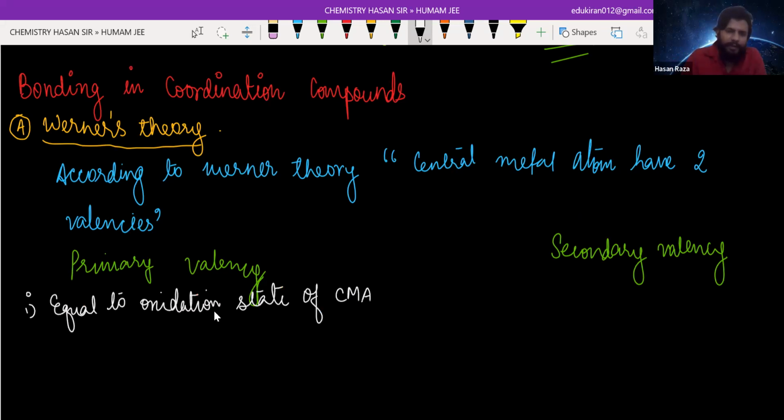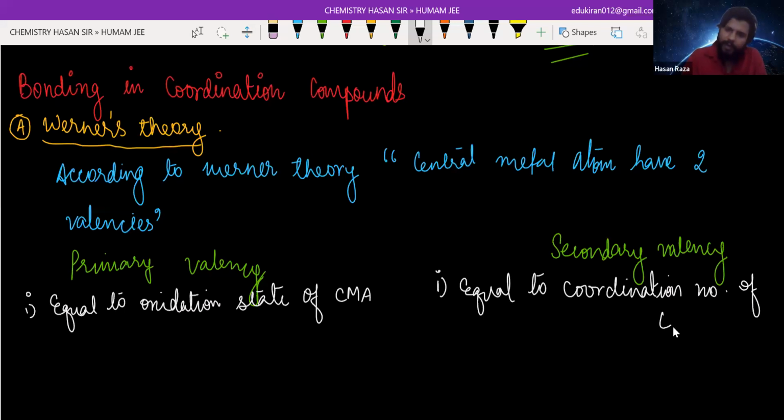And secondary valency, first I'm going to write about all this. Secondary valency is equal to coordination number of central metal atom. So basically this secondary valency is ligand. Coordination number comes from where? Ligand. So this is what he said initially.